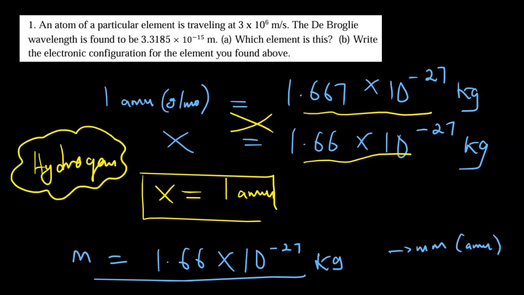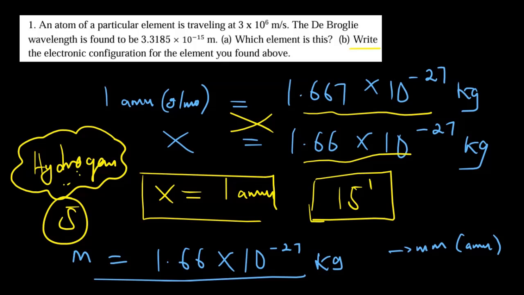So that's how we identify that element: it is hydrogen. The last question says to write the electronic configuration for the element you found. The hydrogen atom only has 1 orbital, the s orbital, and 1 shell. So the electronic configuration of hydrogen is just 1s, with the 1 electron present in the hydrogen atom. This is the answer for part B, and the answer for part A was hydrogen. Alright, so we are done with question 1. Let's look at question 2.